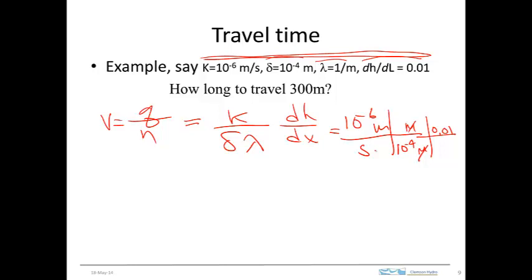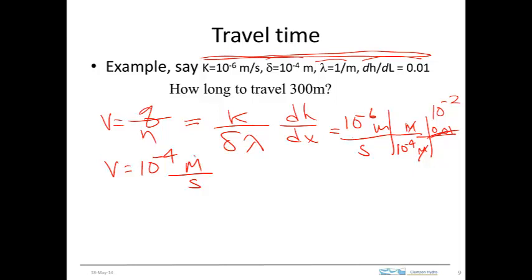And let's go and do this calculation. If we write this as 10 to the minus 2, then we multiply these two, we get 10 to the minus 6 times 10 to the minus 2 is 10 to the minus 8, and we divide it by 10 to the minus 4. It looks like the velocity is equal to 10 to the minus 4 meters per second. We could put it into our calculator, but we don't really need to do that. We can just work it out by hand.